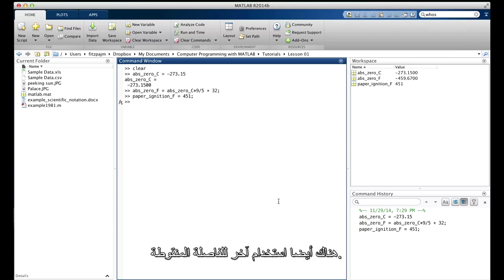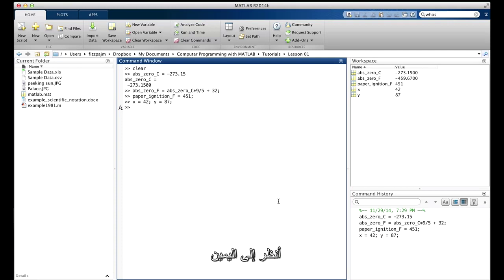There's also another use for the semicolon. It'll allow you to put multiple commands on one line. Let me show you that. So I write x equals 42, then a semicolon, and then I just keep on typing and note enter. Now I'm going to hit the enter. Look over at the right. The command x equals 42 is executed. So is the command y equals 87.